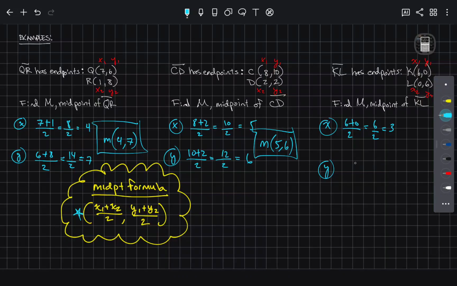Then your Y values, 0 and 6. 0 plus 6 divided by 2. 6 divided by 2 equals 3. So the midpoint for this one is 3, 3. That process is going to stay the same. It will remain the same. Anytime you're given 2 points on an X and Y coordinate system, then you're able to find the middle of it by simply adding your X coordinates, divided by 2, adding your Y coordinates, divided by 2.